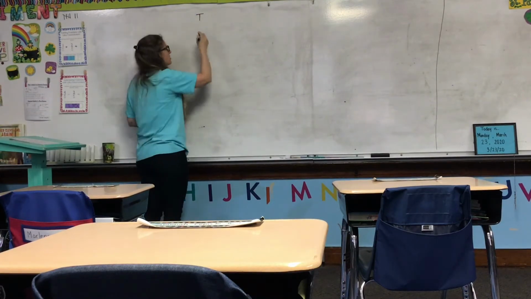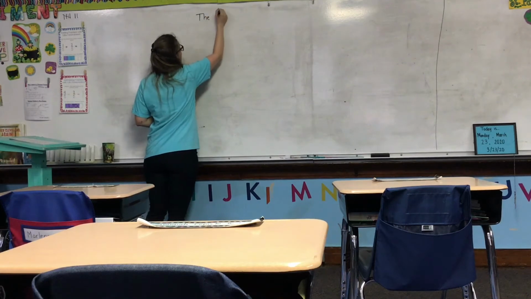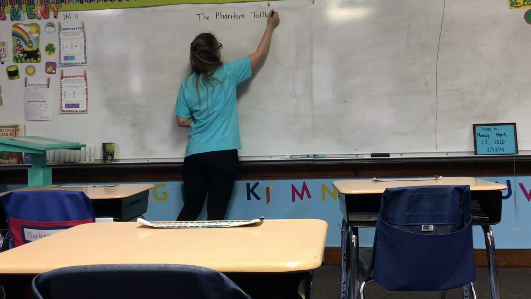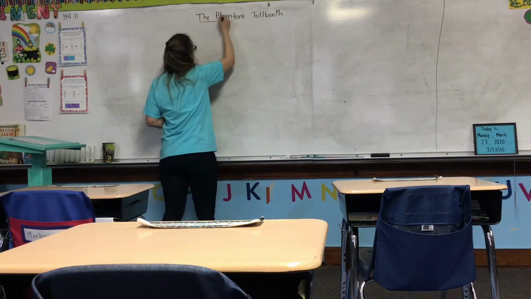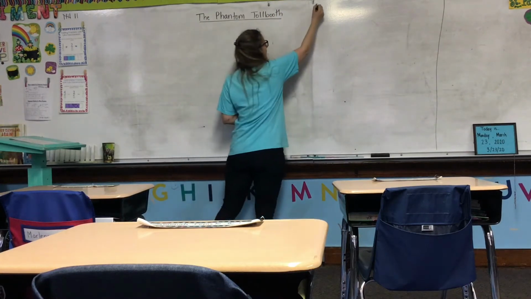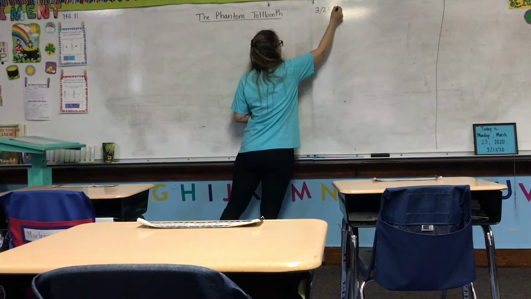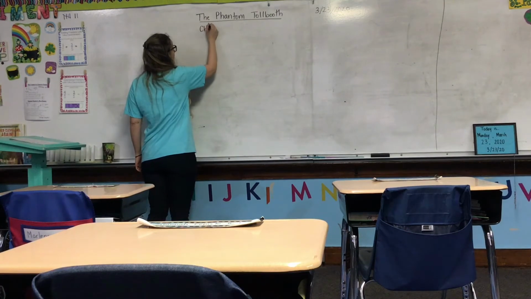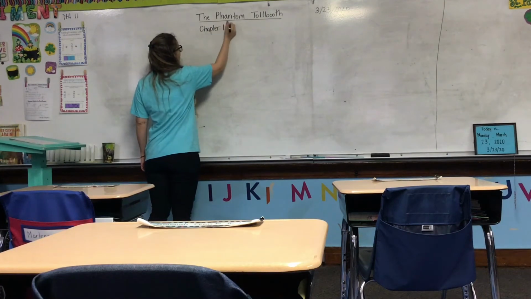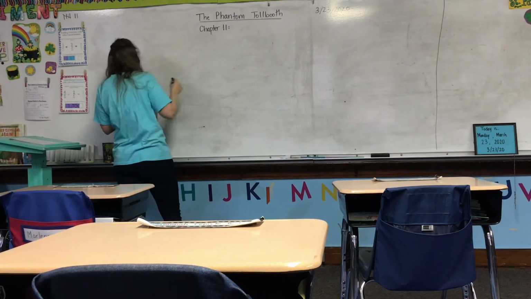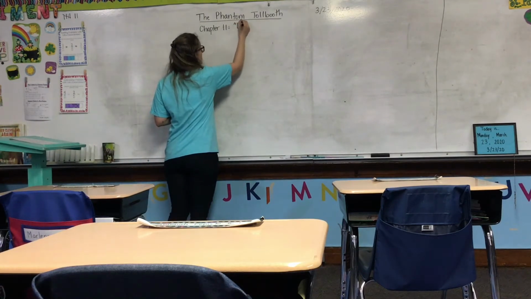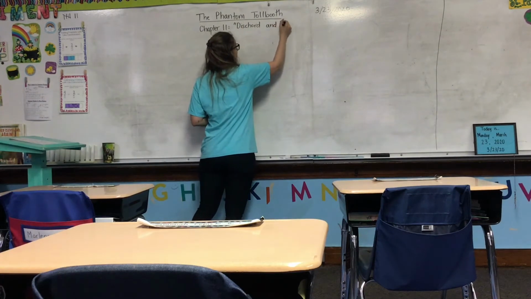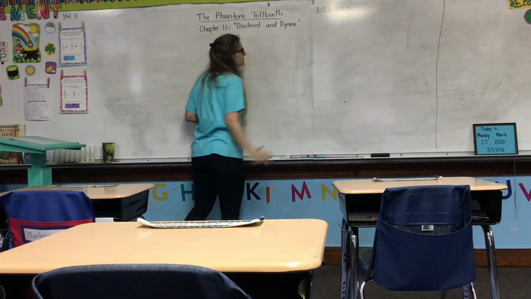Same page as chapter 10, just title it The Phantom Tollbooth. Remember, we underline it. And then you can go ahead and write the date, March 23rd, 2020. And then underneath, chapter 11, which is called Discord and Din. Remember how we write chapter titles?